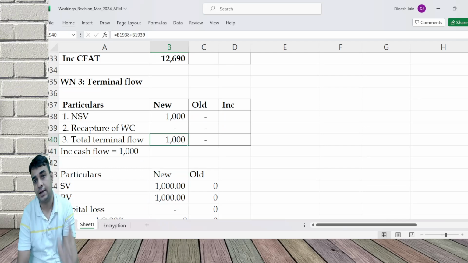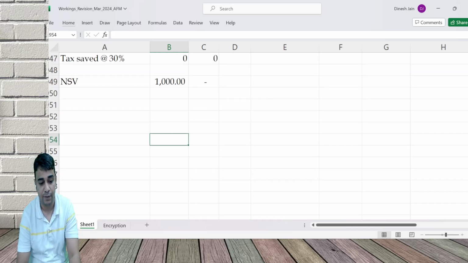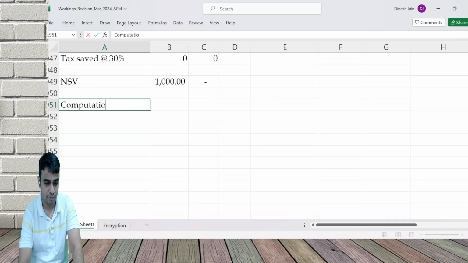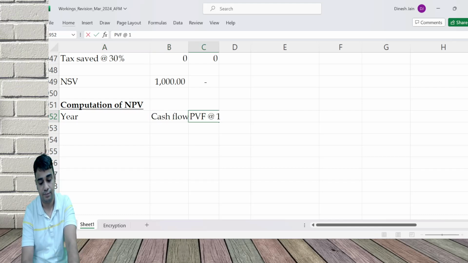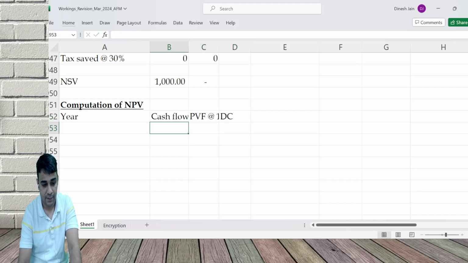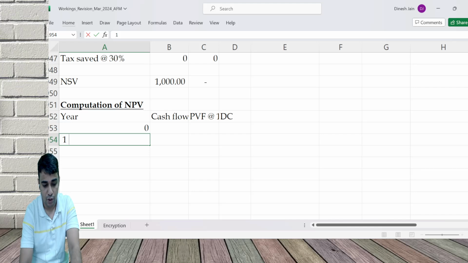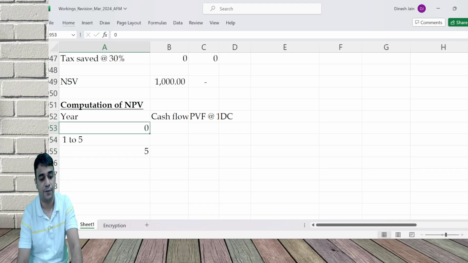For this we need to calculate NPV. Next, computation of NPV. Year, cash flow, PVF. But what is the discount rate given? DCF. Year 0, 1, 2, 5 and 5th year.